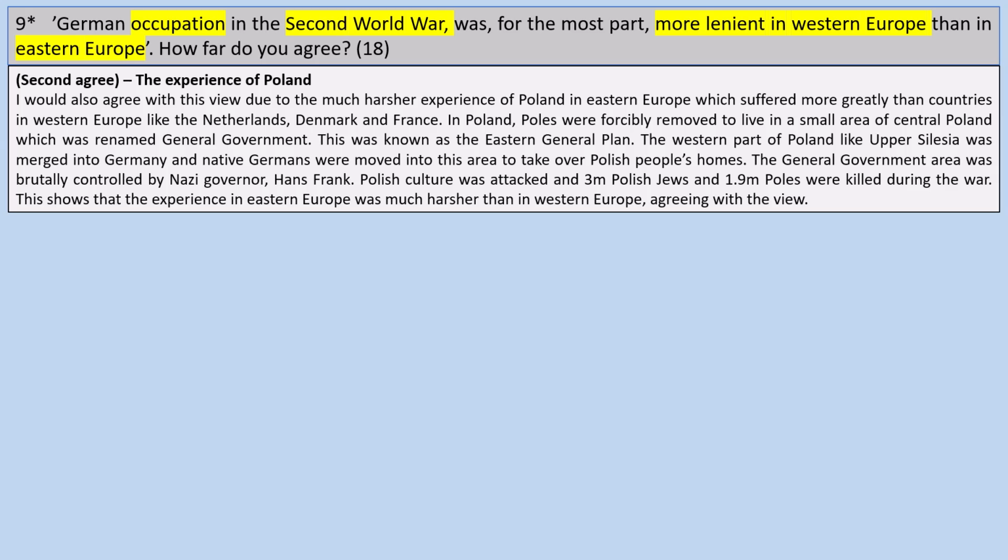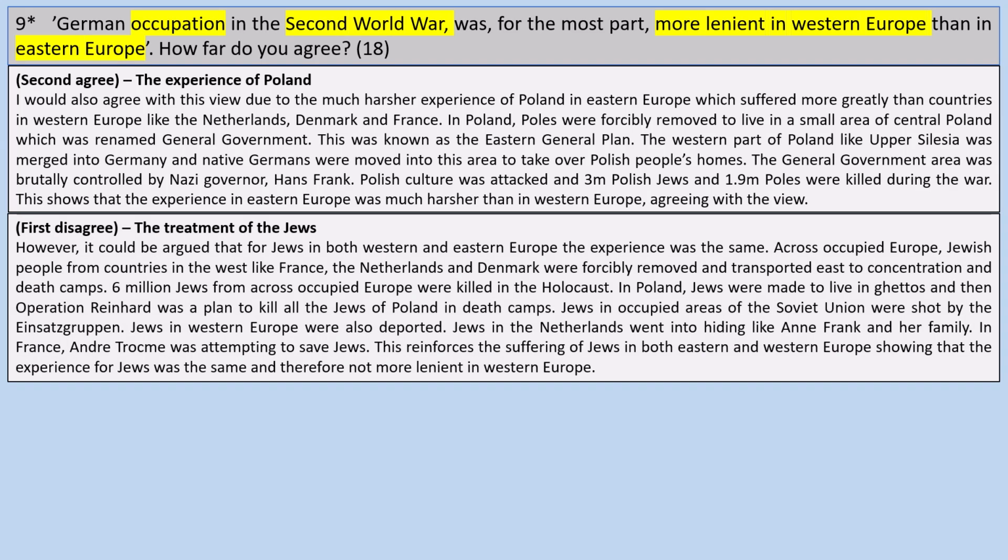the view. Now our first disagree is going to be about the treatment of the Jews. So we're going to make the point that for Jewish people, whether they were living in the East and West, their experience was similarly brutal. So let's have a look at the argument for this.